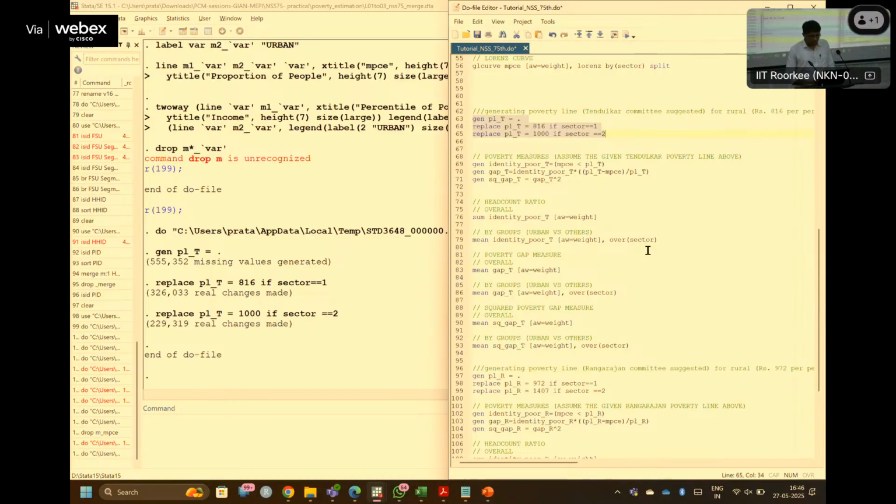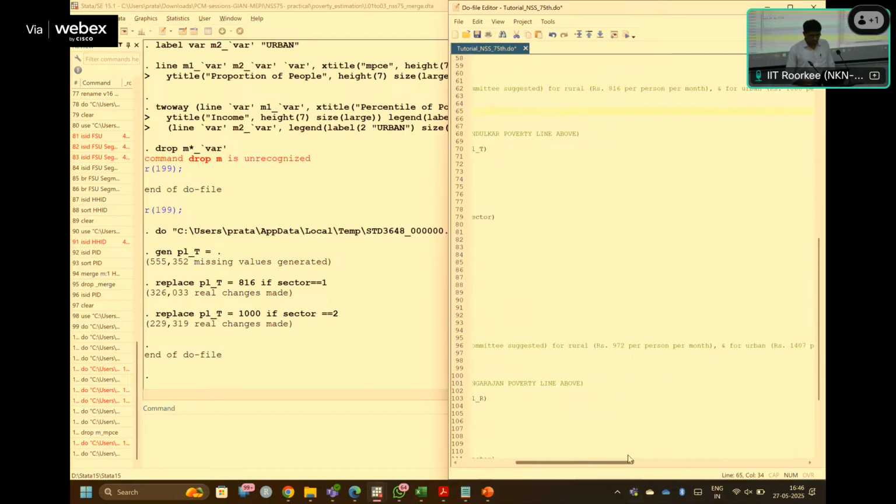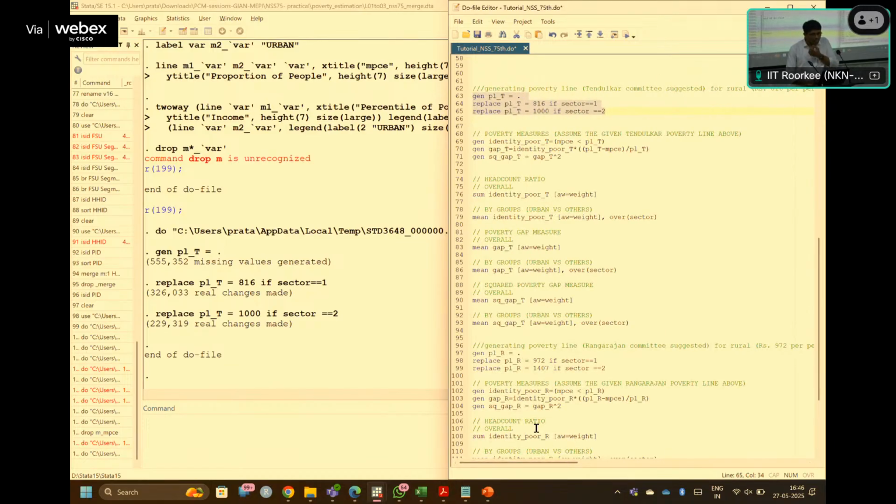We have mentioned this pretty clearly here: 972 and 1407 for urban areas. All the steps are given, but I'll do just one or two calculations at this moment. The rest I think you can operate on your own. Steps are already given, and I'll just check.